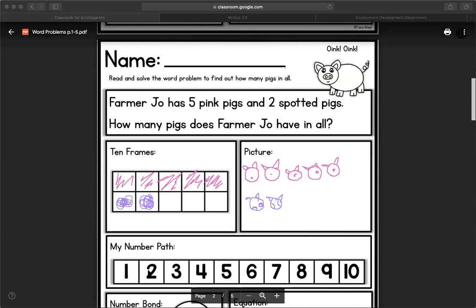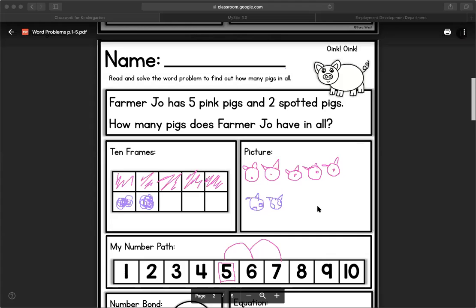Then we're gonna try and use the number path. So if I have 5 pink pigs, which I start from my 5, and 2 more spotted pigs came, you're gonna move it twice. So 1, 2. Very good.